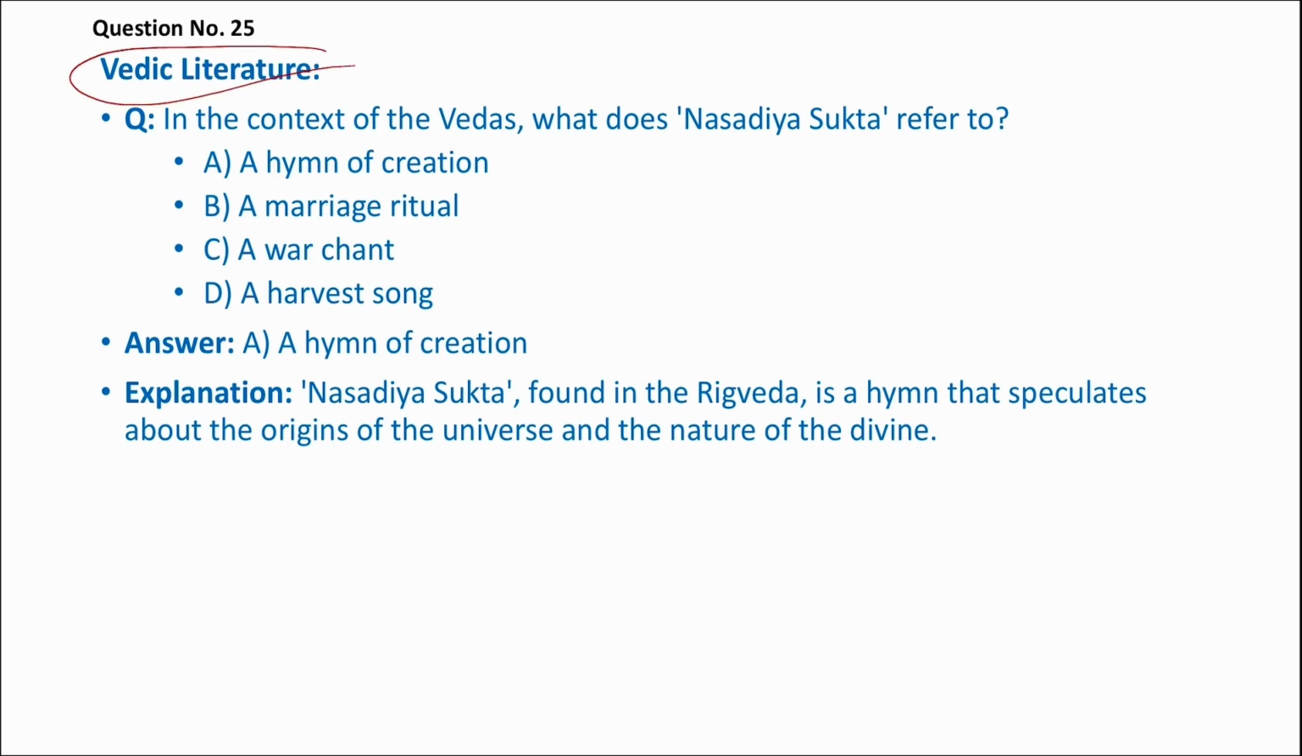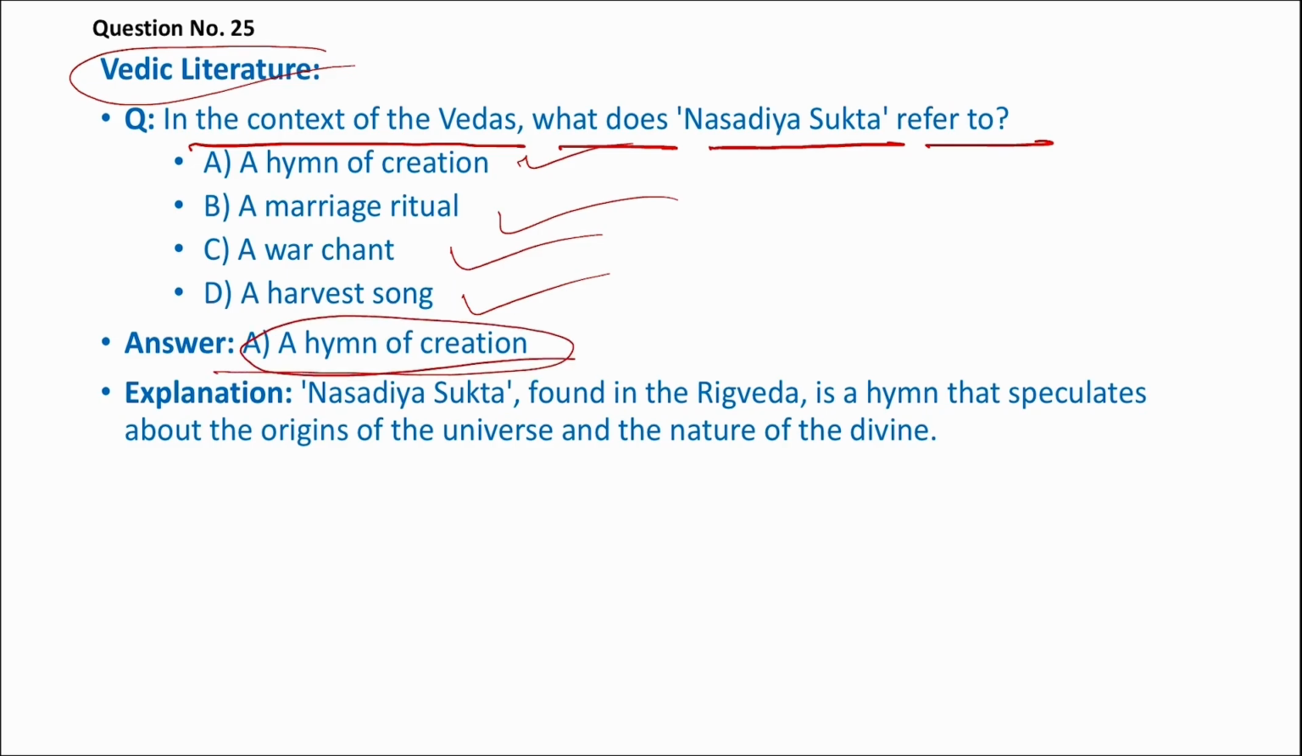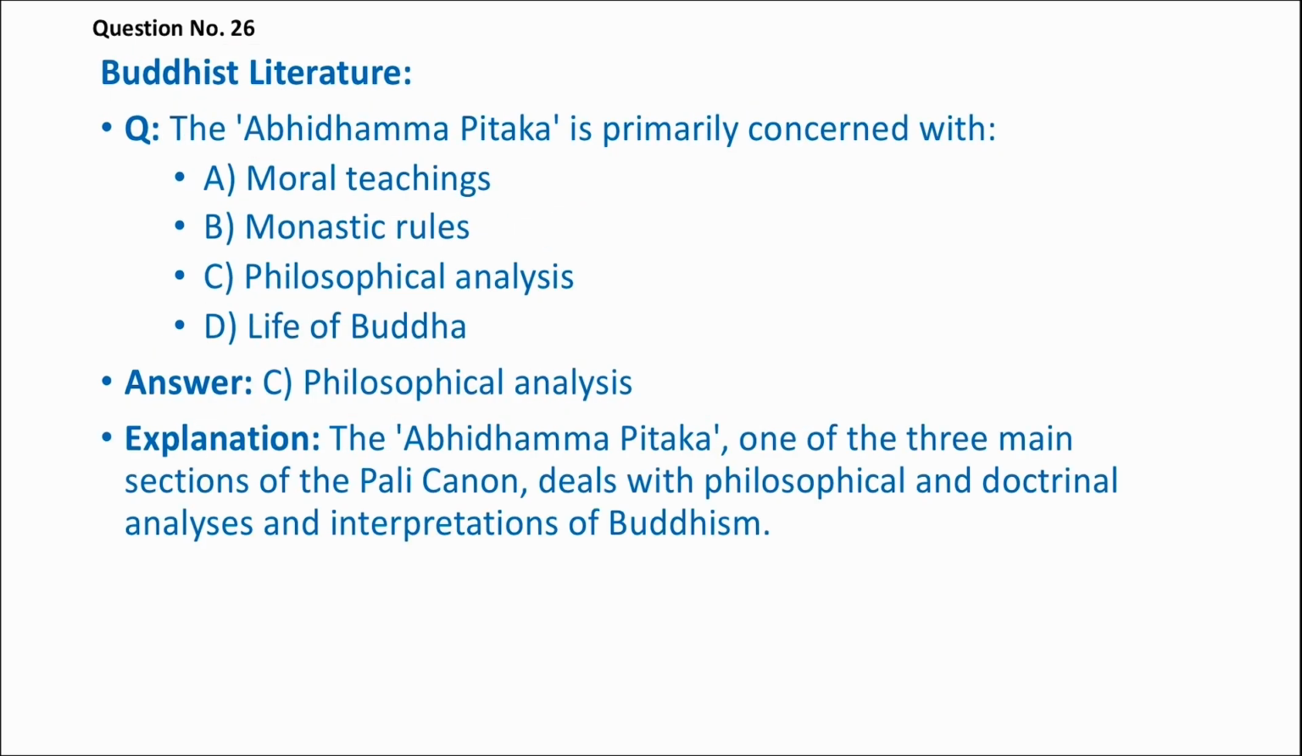The next question is on Vedic literature. In the context of Veda, what does Nasadiya Sukta refer to? A hymn of creation, a marriage ritual, a war chant, or a harvest song. So Nasadiya Sukta is related to a hymn of creation. Nasadiya Sukta, found in Rig Veda, is a hymn that speculates about the origin of the universe and the nature of the divine.